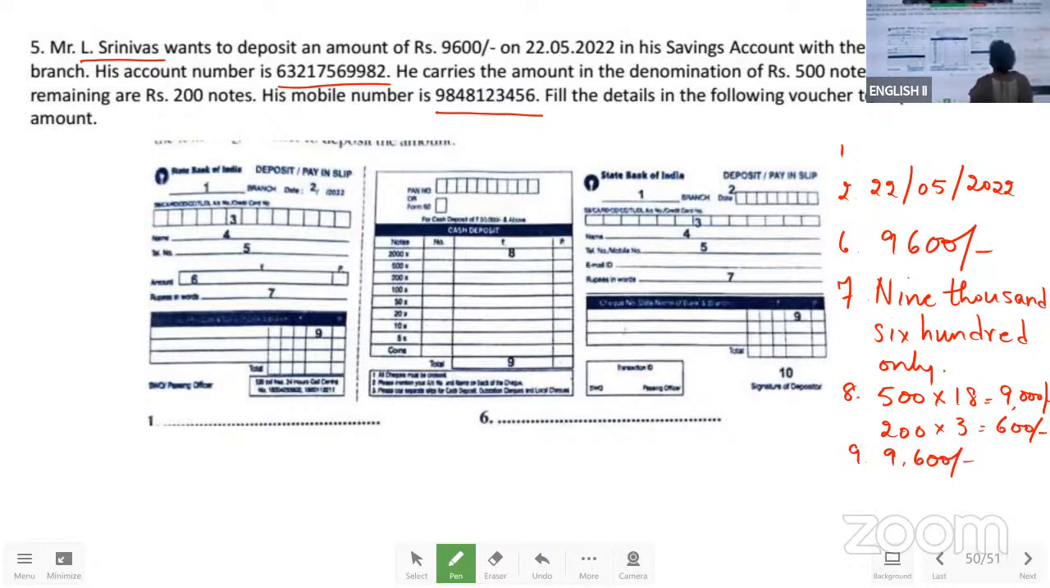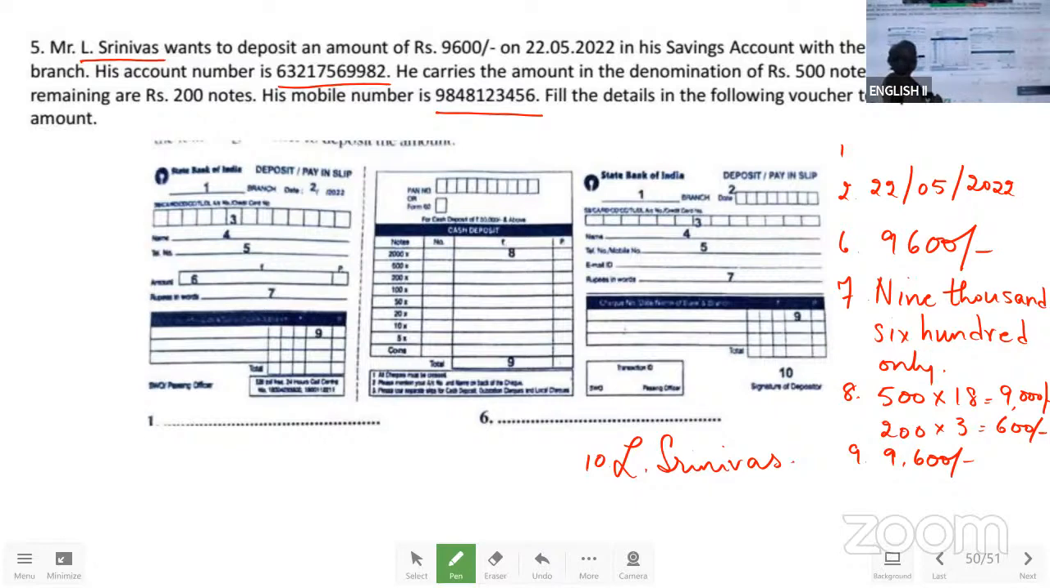And the 10th is signature, L. Srinivas. Very easy, isn't it, children? Only see the calculation. Write it at the side and calculate it. You will get what the amount is. But just because it's written in 2000, please do not write there. Very clearly, he says it's in the denomination of 500 and 200.